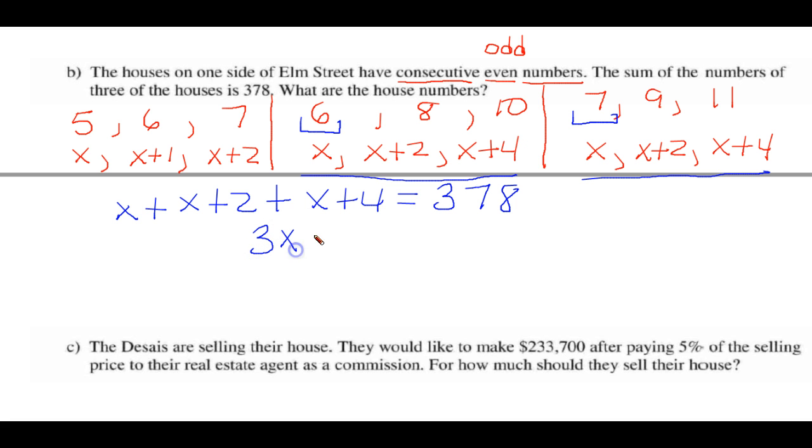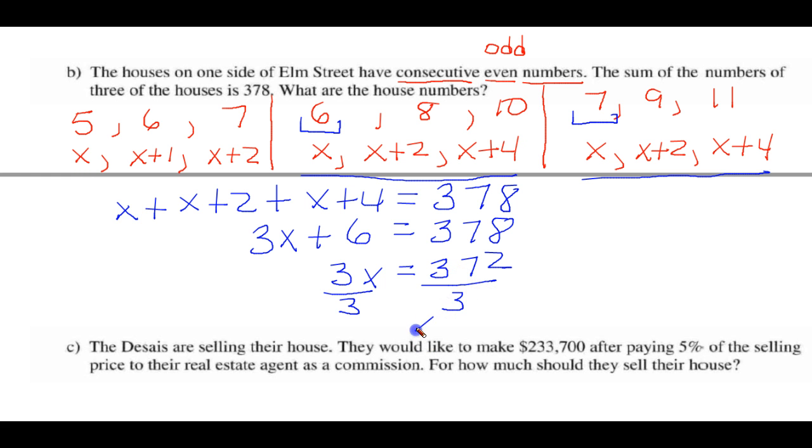We get 3x plus 6 equals 378. Going to subtract 6 from both sides. We get 3x equals 372. We're going to divide both sides by 3. We get x equals 124. And then to get the others, just add 2. 126 and 128. And if you added these up, it would equal this total.